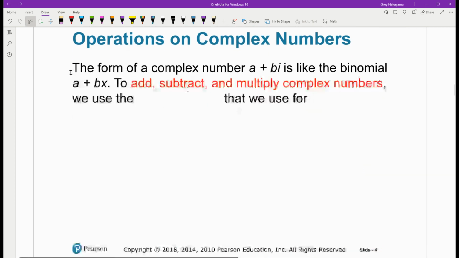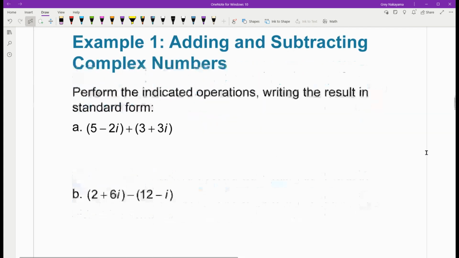Now, to add, subtract, multiply complex numbers, you're going to follow the same methods that you did when you had binomials. And for the most part, that means you're adding and subtracting like terms. And multiplying, we're going to do some examples. So first off, adding. Like terms mean I'm going to add the real parts. The real parts here are 5 and 3. 5 plus 3 is 8. The imaginary parts, -2i plus 3i, together give me plus 1i. We don't write the 1, and so that's 8 plus i.